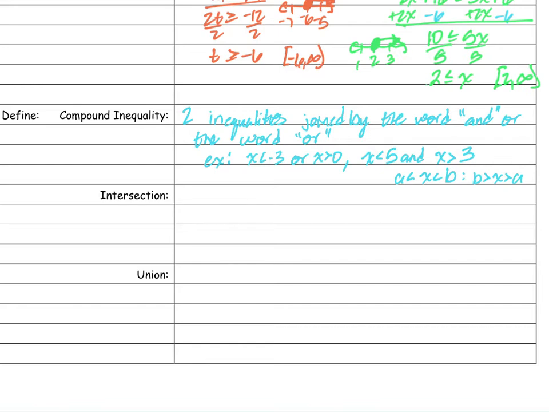Okay, so the word intersection. The intersection of two sets, A and B, is the set of all elements that are common to both.